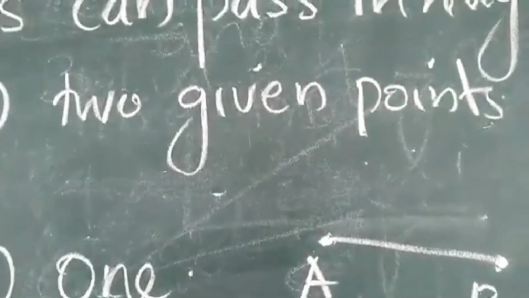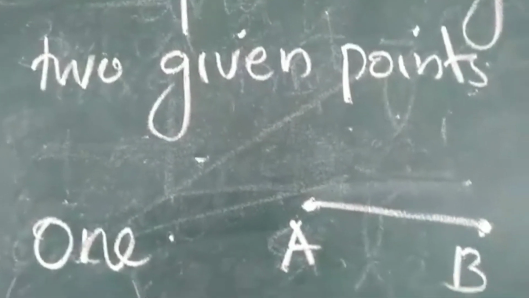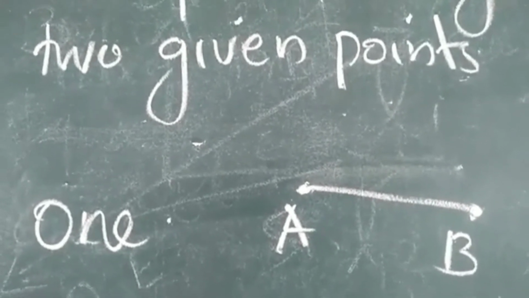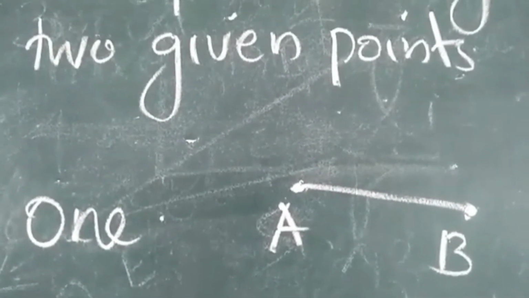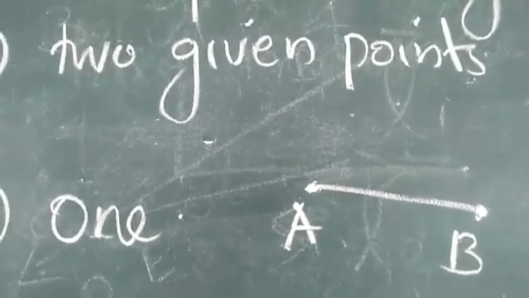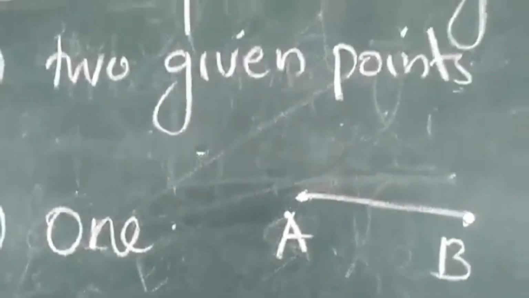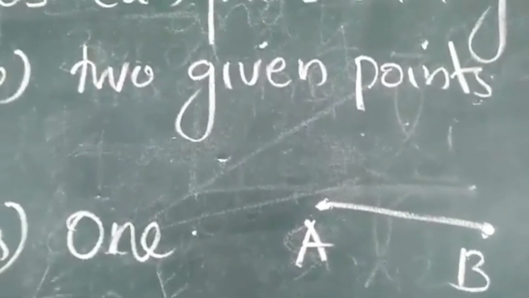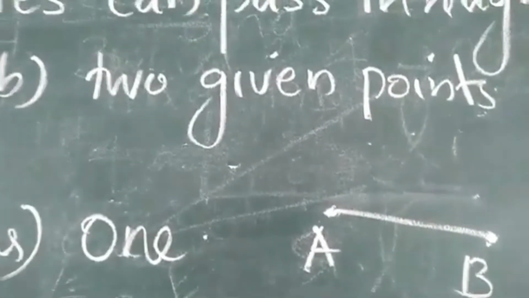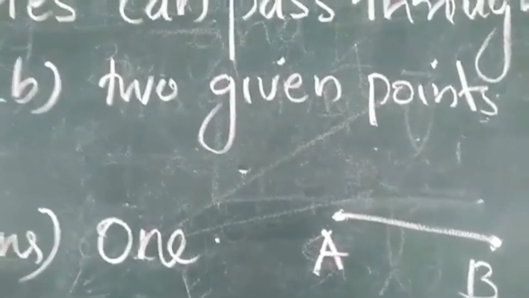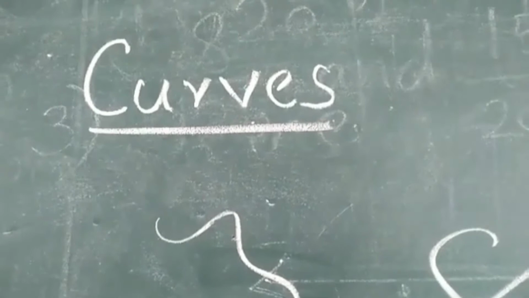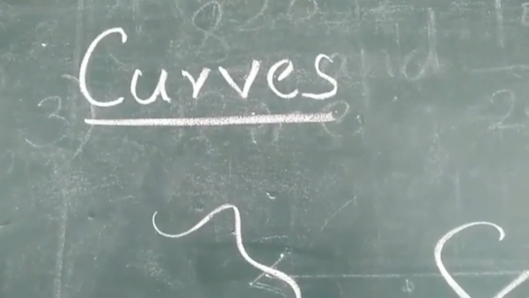2 given points. We can assume A and B are 2 given points. How many lines can be drawn through A and B? Only one line can be drawn. Okay, so answer is 1. Understood? Through one point we can draw many lines, but through 2 given points we can draw only one line. That's it.